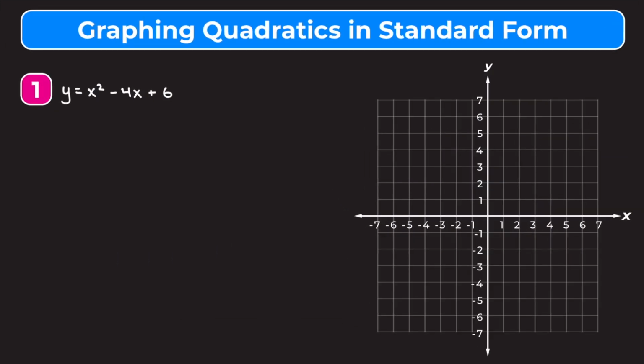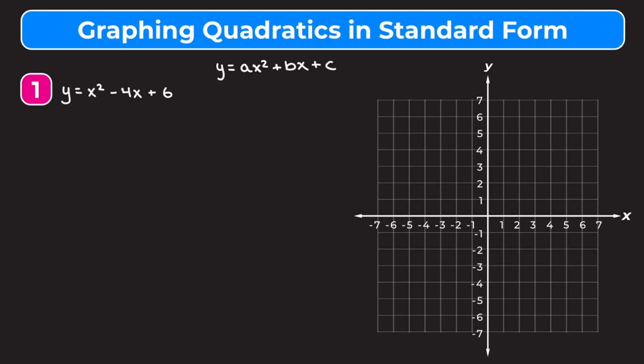In this video, we're learning how to graph quadratics in standard form. And just to remind you guys what standard form is, I'll write it at the top of the screen. So standard form for a quadratic is ax squared plus bx plus c. So if we look at example 1, our equation is in standard form. So we have y equals x squared minus 4x plus 6.